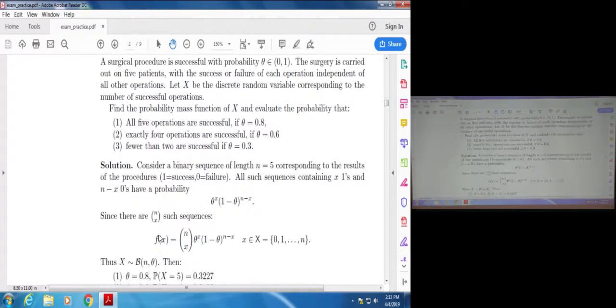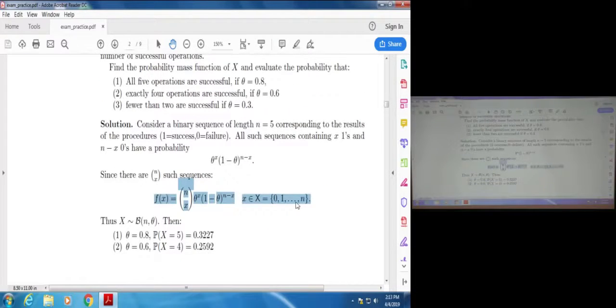Okay, so basically this is the probability mass function of a binomial distribution. You must include this information that X, the random variable, lies in the set 0, 1 up to n. Okay, so now we're asked the chance that X is equal to 5 if theta is 0.8, and we're just substituting theta equal to 0.8, X equal to 5 and n equal to 5, because 5 is the number of operations that occur. Okay, and if you do that, apparently it's 0.32.